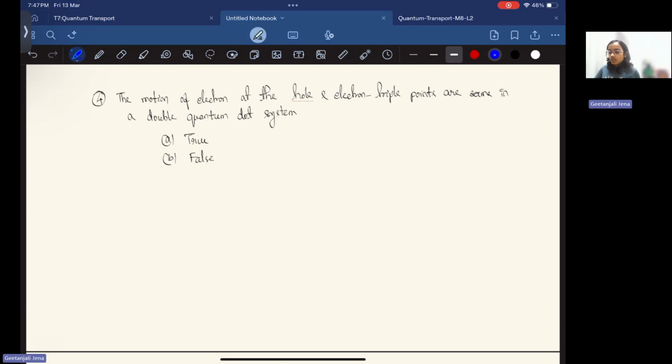Okay, question number 4. The motion of electron at the hole and electron triple point are same in a double quantum dot system. Whether this statement is true or false. So this is a true statement because electron transport is the same if you either look at the electron triple point or the hole triple point. So they are the same. True.